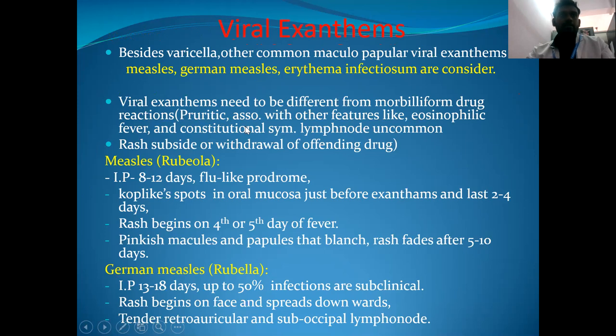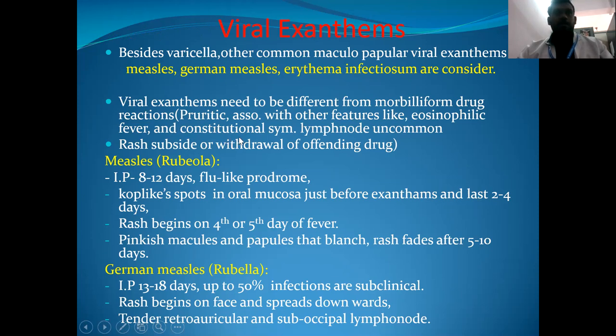Apart from these important infections which have been discussed, there are some other viral exanthems which can be seen predominantly in children, which can present with clinical manifestations on the skin. They include measles, German measles, and erythema infectiosum. One differential we will consider here is drug reactions.